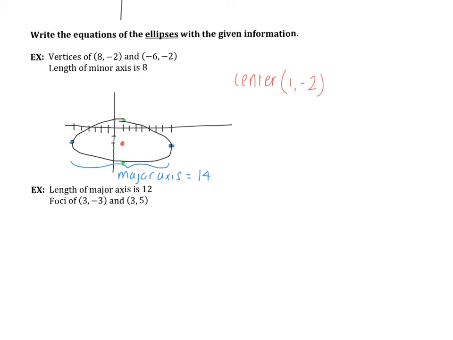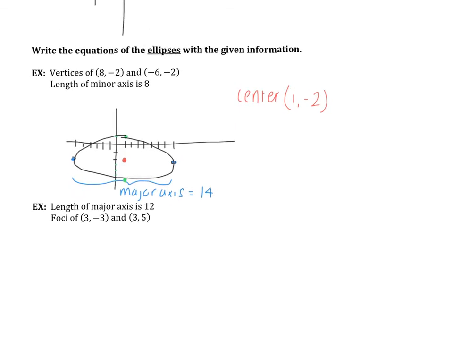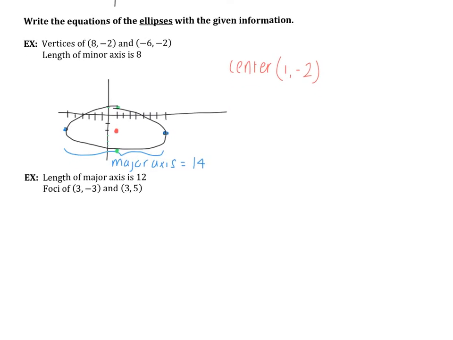Now, if my center is 1, -2, I can begin setting up my equation. It is going to be x minus 1 squared. It's an ellipse, so make sure you have your plus in between. It's going to be y plus 2 squared. It's going to equal 1 because it's an ellipse.